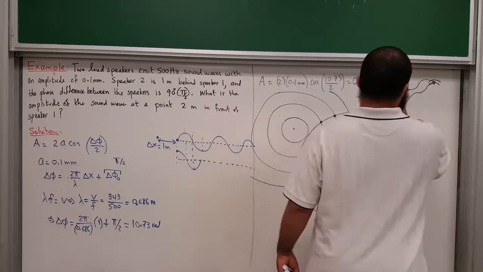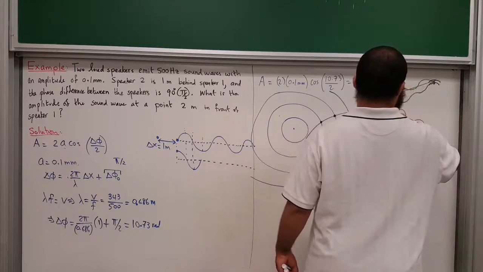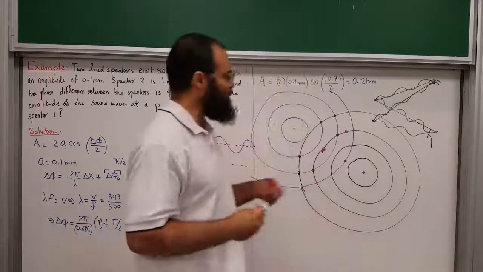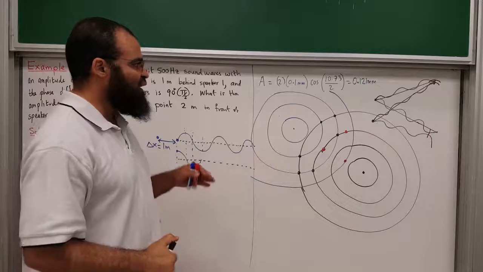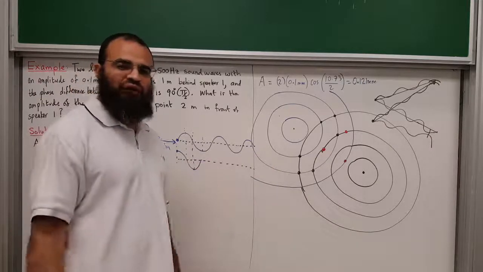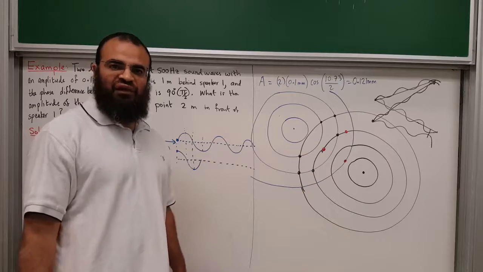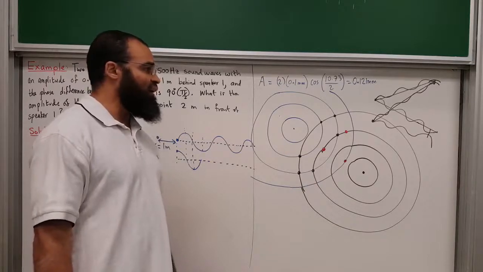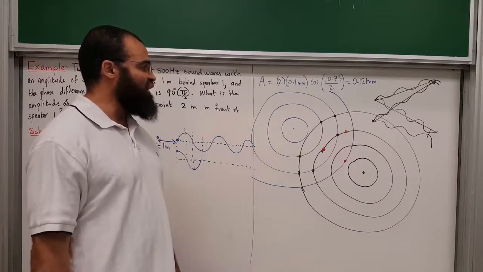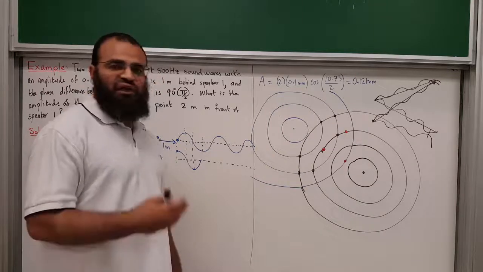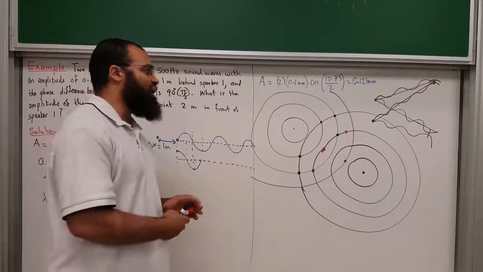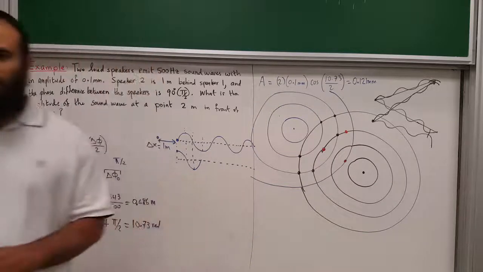So if the distance traveled by the first wave and the distance traveled by the second wave differ by half a wavelength, assuming they're in phase to begin with, it will be destructive interference. That is, an odd integer times half a wavelength will be destructive interference. And if it's an integer times a wavelength, then it would be constructive interference.